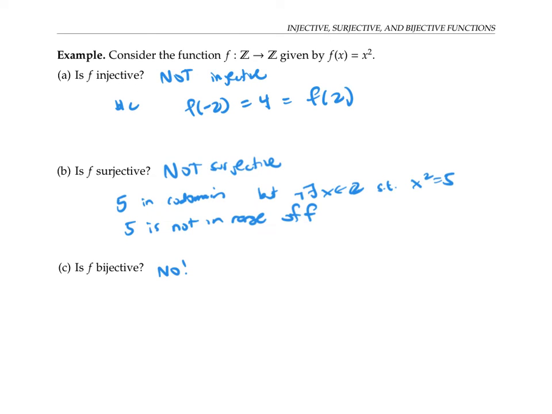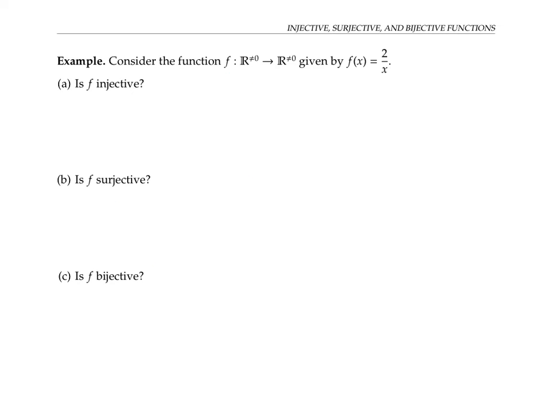Notice that the details of what the domain is and what the codomain is are important in determining if the function is injective and surjective. For example, if I'd used a different domain of just the positive integers, my function would have been injective. For this next example, my domain and codomain are both real numbers that are non-zero, and my function is given by f of x equals 2 over x. Pause the video and decide if f is injective, surjective, and bijective.